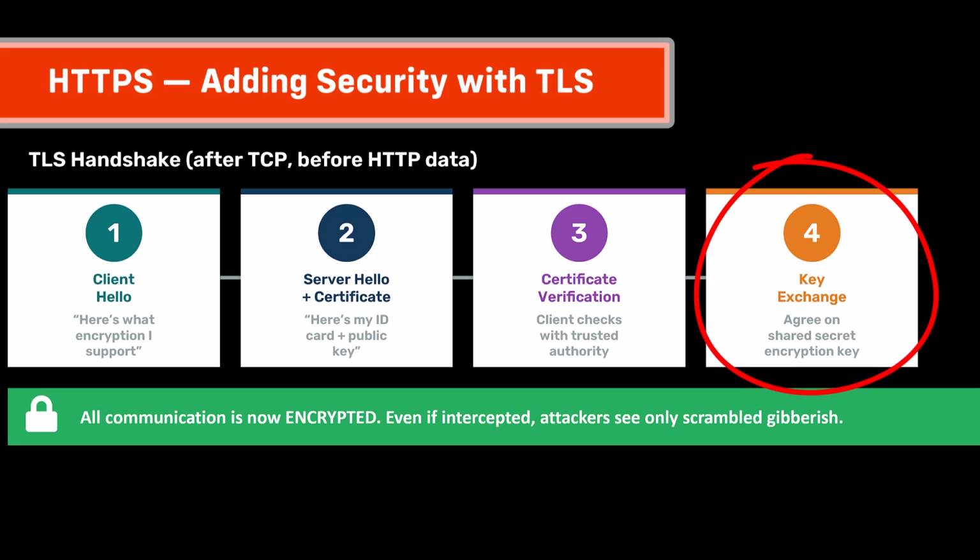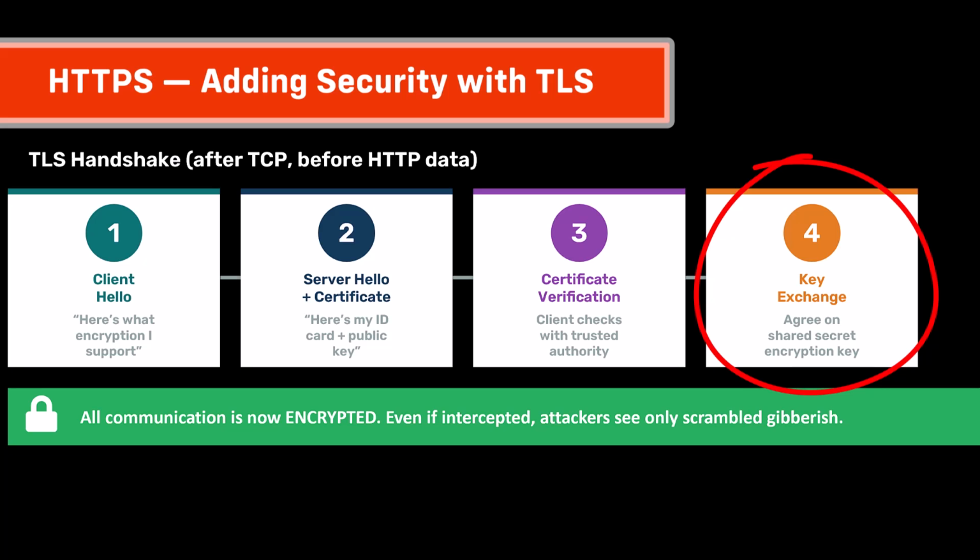And here is why this matters for system design. HTTPS adds latency. The TLS handshake takes time. When you are designing for performance, you will think about things like TLS session resumption, HTTP/2 multiplexing and certificate pinning. These are optimizations that reduce the cost of encryption.